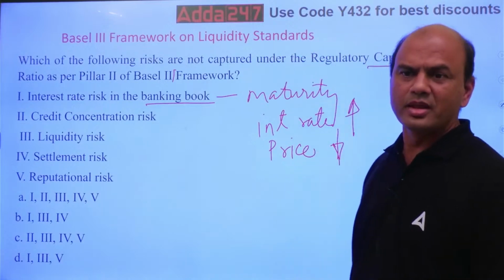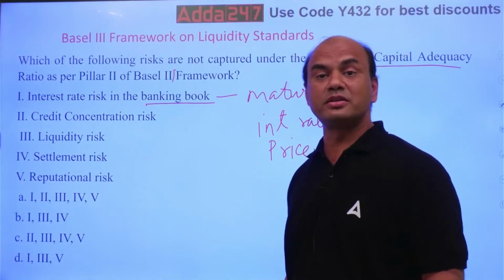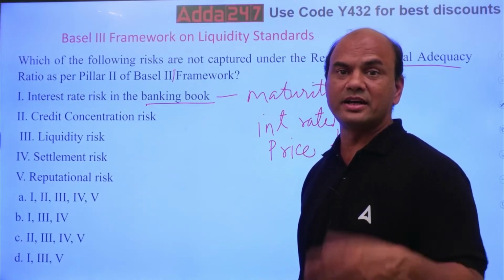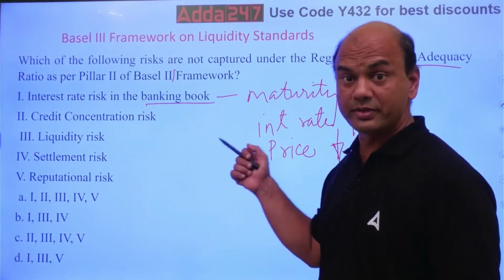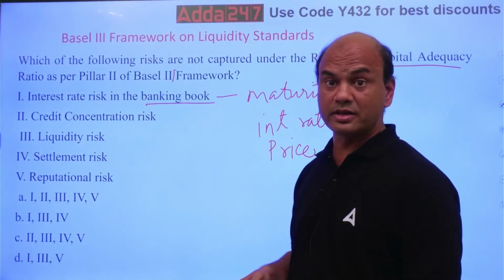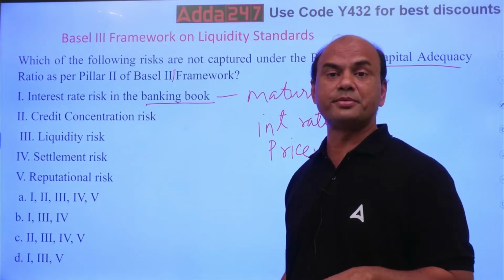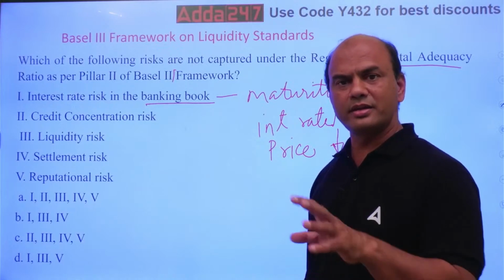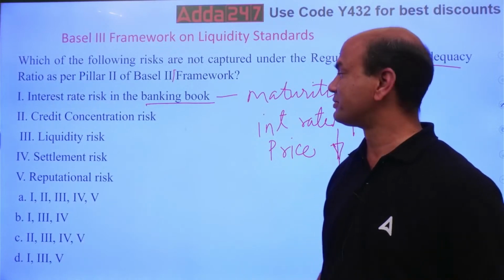Now RBI has come up, recently they had a circular, but they receded it. Recede means took it back. RBI had come up with a circular that interest rate risk in the banking book also needs to be captured. But they took it back now. Up till now it's not there. We don't know the future.